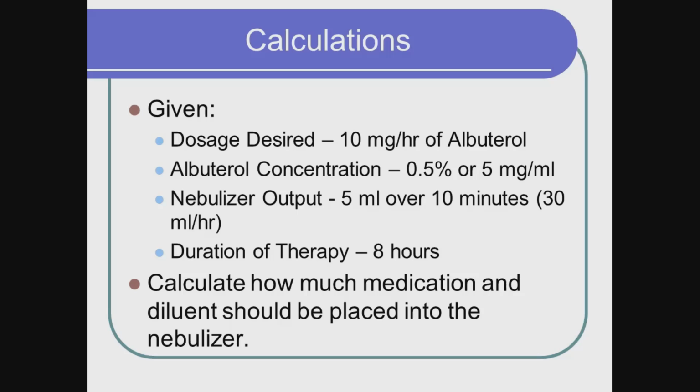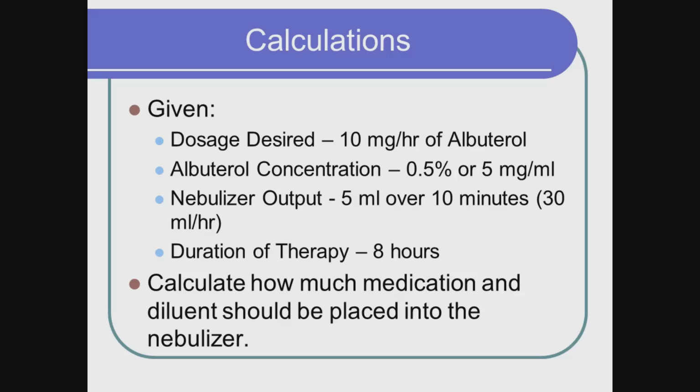Okay? So, the physician's order says go ahead and deliver 10 milligrams per hour of albuterol. Albuterol, as we know, is a 0.5% solution, which means there's 5 milligrams per ml. That's a given. You should know that. The nebulizer output, in other words, what the nebulizer is able to accomplish, is 5 milliliters over 10 minutes, or roughly 30 milliliters per hour. And the duration of therapy should be for 8 hours. Kind of an extended therapy there, but you get the idea.